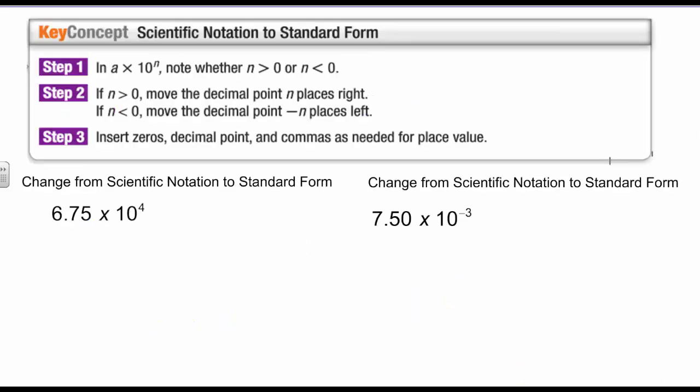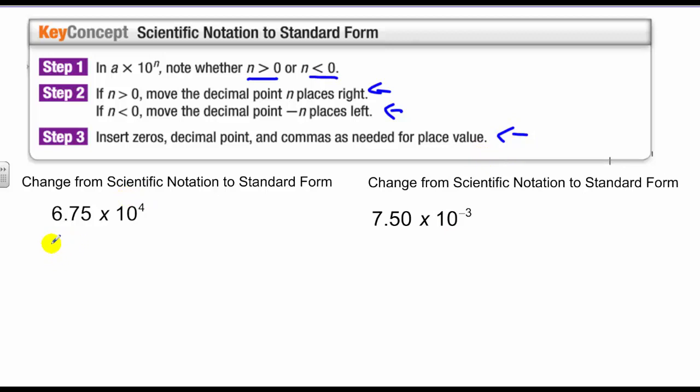So now we're going to move from scientific notation back to standard form. And here are the steps involved in that. First, we're going to note whether my power is positive, greater than 0, or negative, less than 0. If my power is positive, we're going to move the decimal place to the right. If my power is negative, we're going to move our decimal to the left. And then any place I need to fill in with placeholders, I'm going to add zeros.